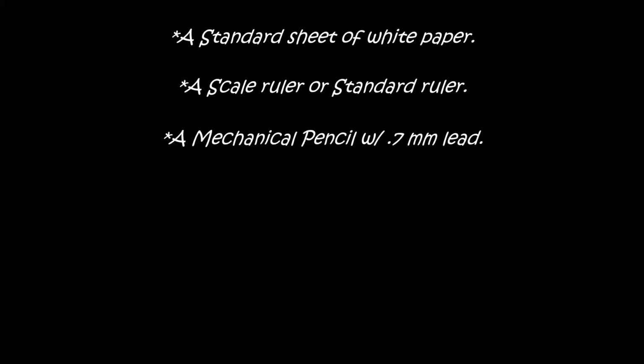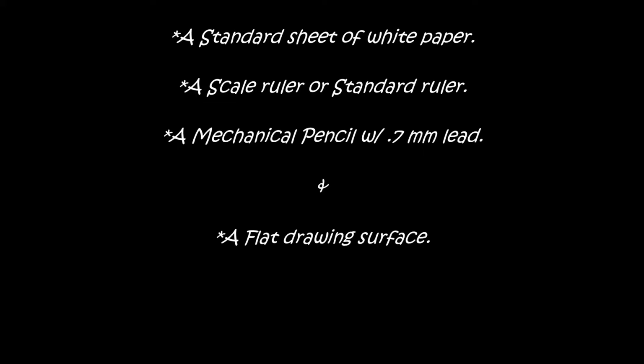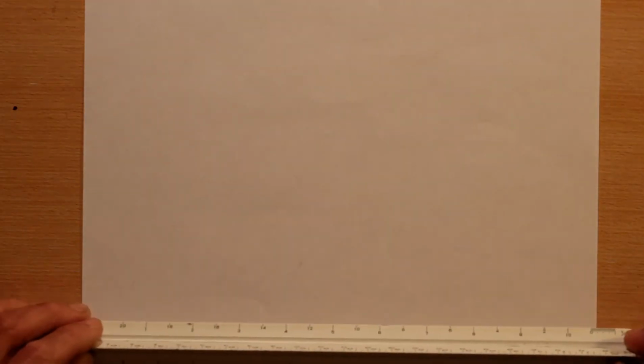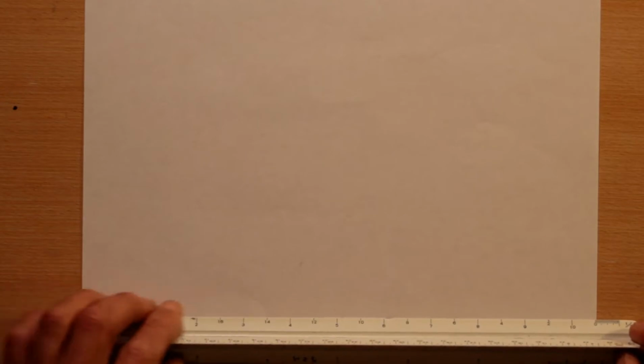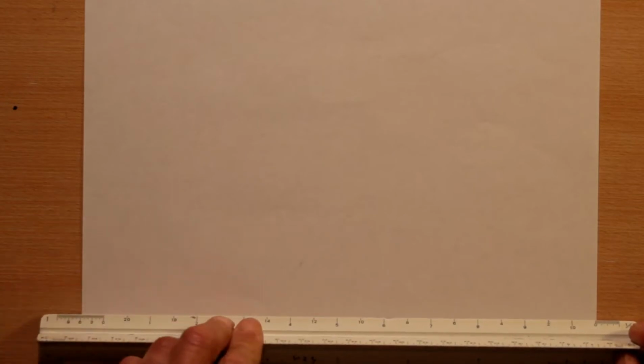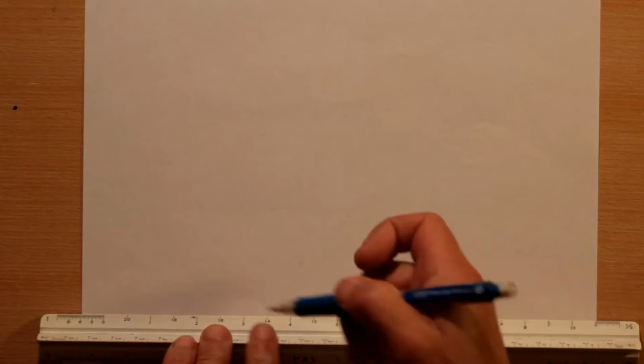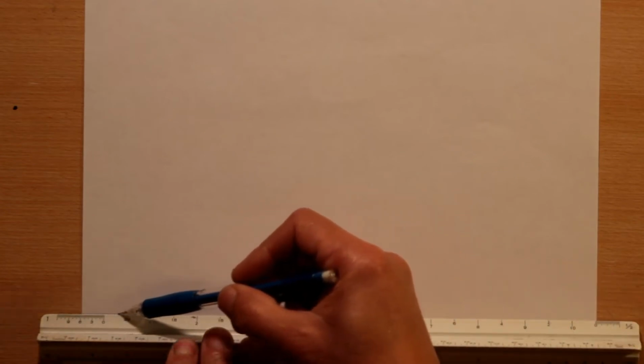For this exercise, you will need a standard sheet of white paper, a scale ruler or standard ruler, a mechanical pencil with 0.7 millimeter lead, and a flat drawing surface. Alright, here we go. First, orient the paper short side up on the table. Next, line the ruler up with the bottom edge of the paper. With the ruler on the paper, draw a line all the way across the page.